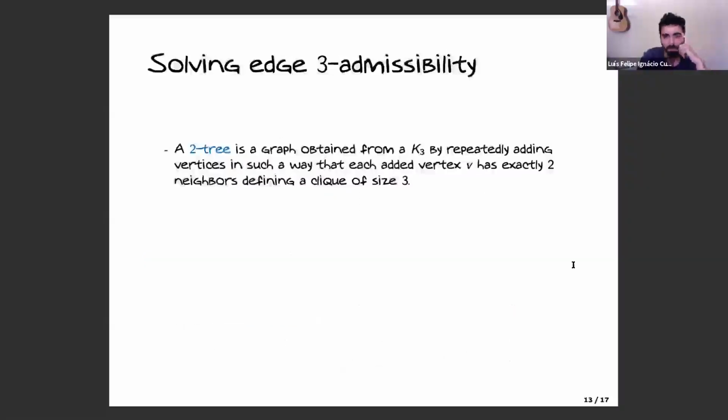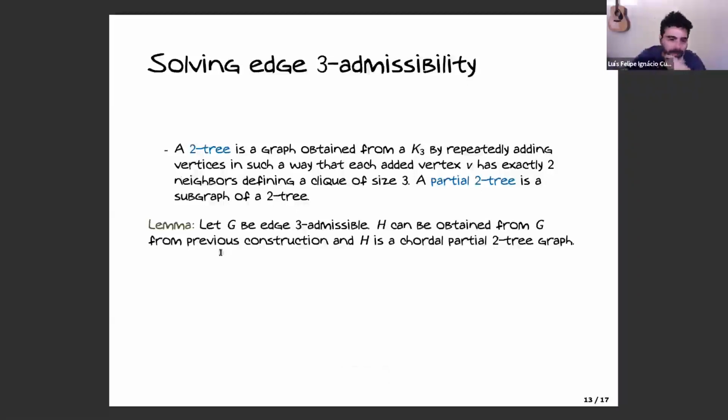Okay. Why do we apply this transformation? Because we now obtain a graph class that satisfies this property here. So a 2-tree is a graph obtained from a K3, by repeatedly adding vertices in such a way that each added vertex is adjacent to 2 neighbor vertices, which implies a K3. And a partial 2-tree is any subgraph of a 2-tree graph.